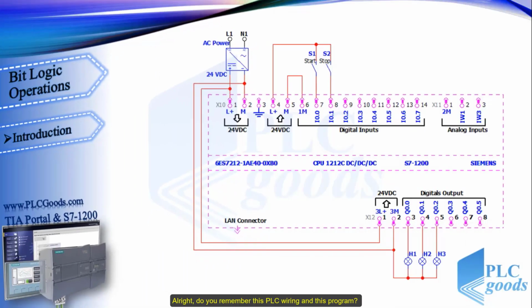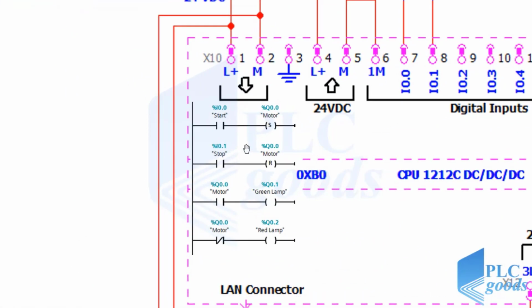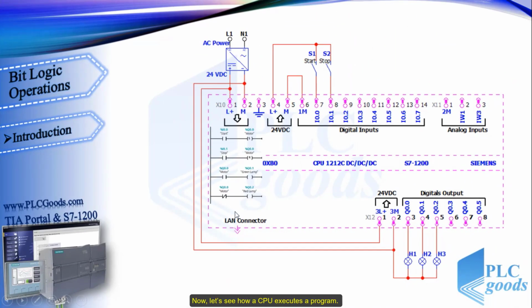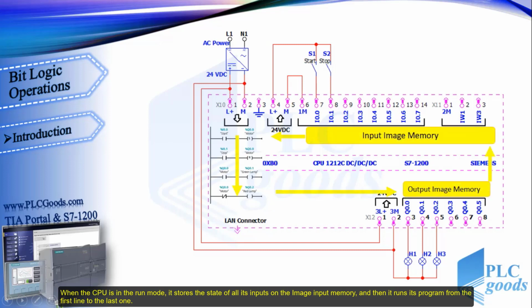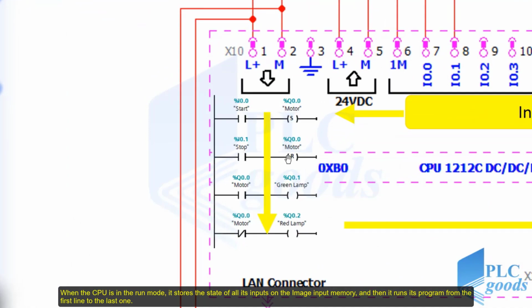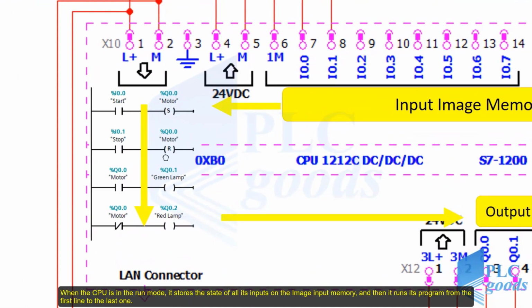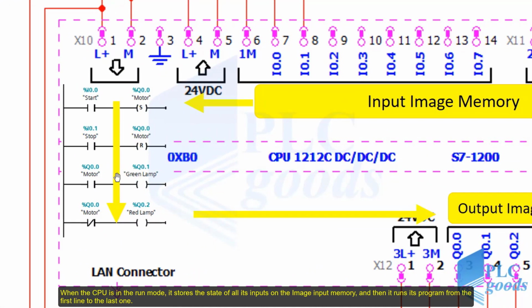Alright, do you remember this PLC wiring and this program? Now let's see how a CPU executes a program. When the CPU is in the run mode, it stores the state of all its inputs on the image input memory, and then it runs its program from the first line to the last one.